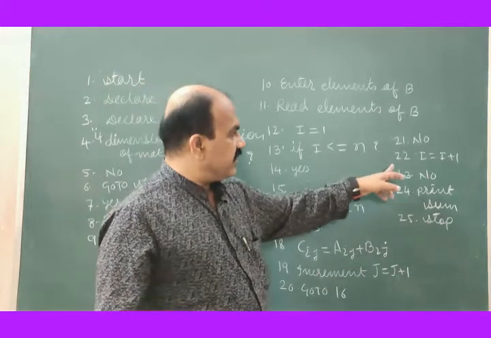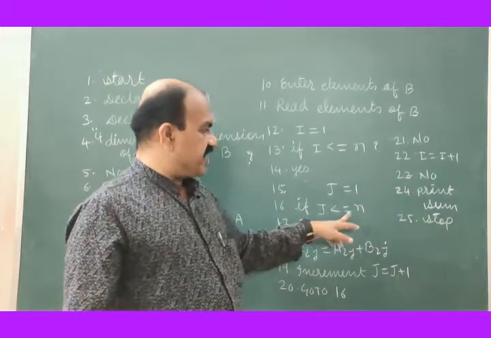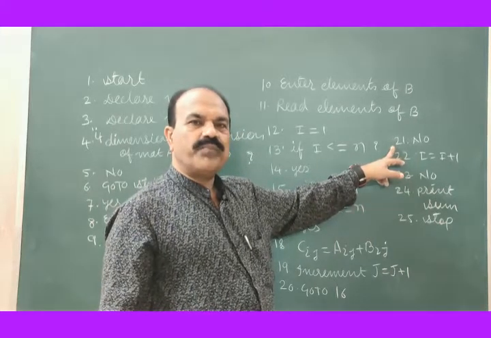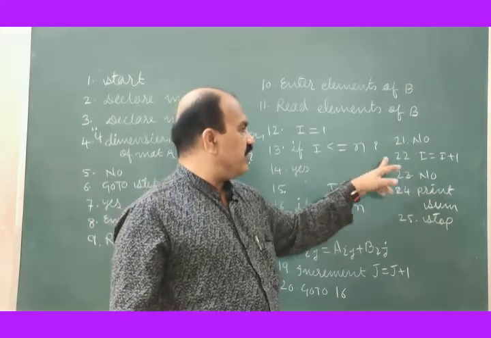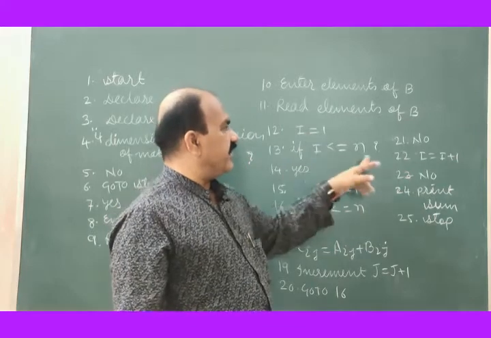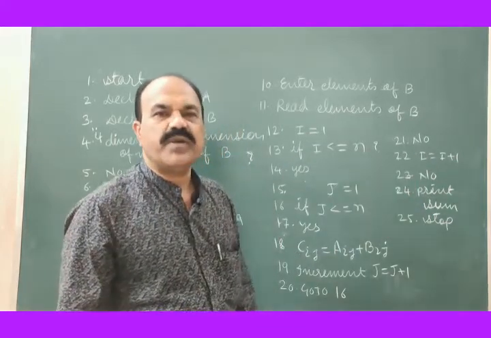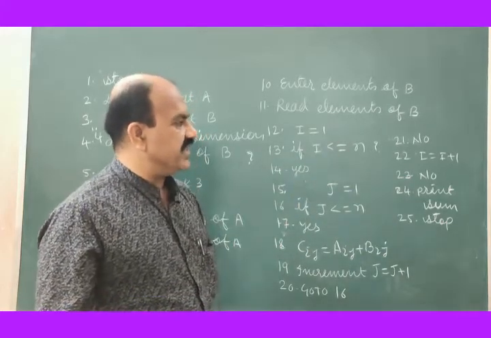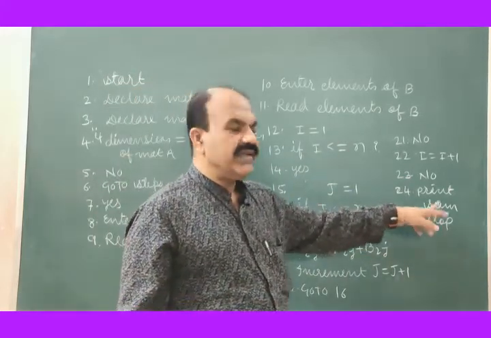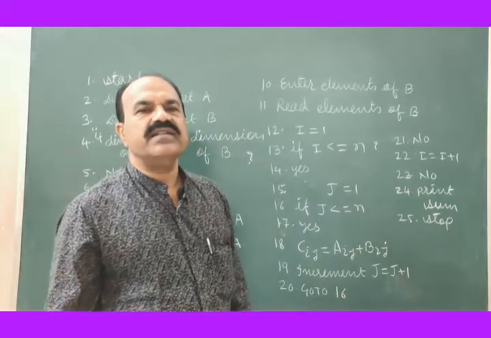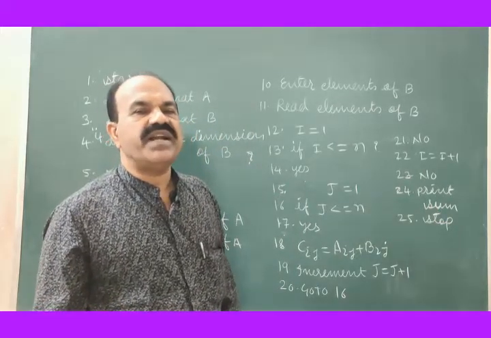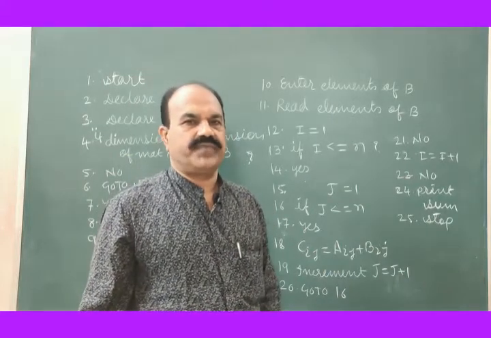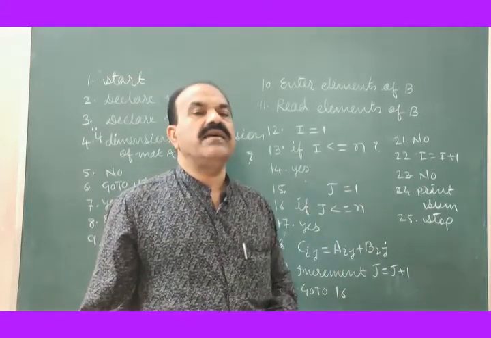Then when this j exceeds n, answer will come here no. When answer comes no, increment this I, make it I is equal to I plus 1. Second row, same thing is done, and finally we will print the sum of the two matrices and the procedure will be stopped. It will be more clear.